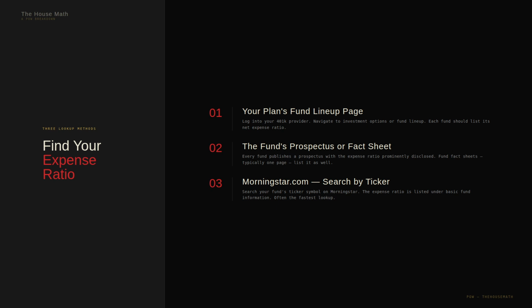Method 3. Morningstar or your fund provider's website. Search the fund's ticker symbol on morningstar.com. The expense ratio is listed under the fund's basic information. This is often the fastest lookup.